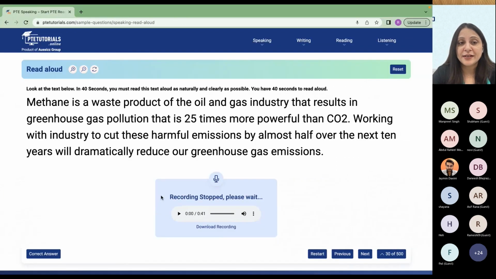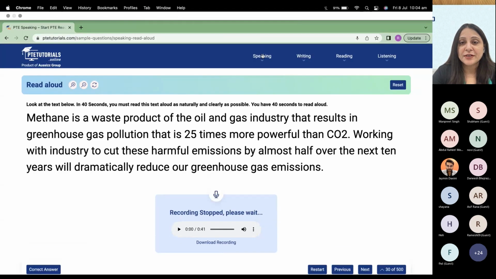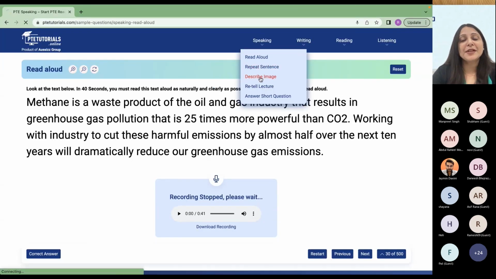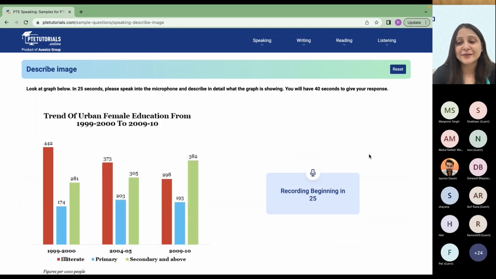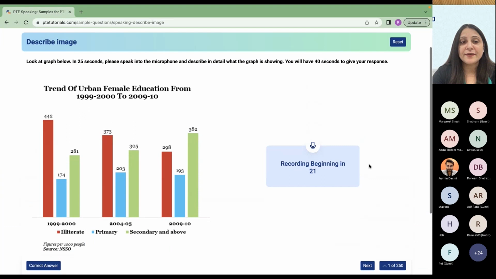If you check it here, I'll be doing one question for describe image, and this is our PT tutorials website. You can always use our website. There are so many interactive things on the website. Check it here. This is a question given to you for describe image, and there is a recording timer also. So 25 seconds of the timer is there to prepare for this task.